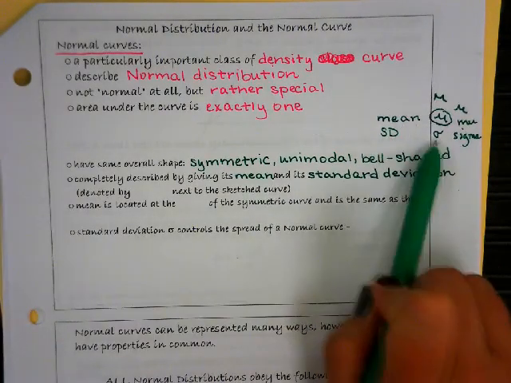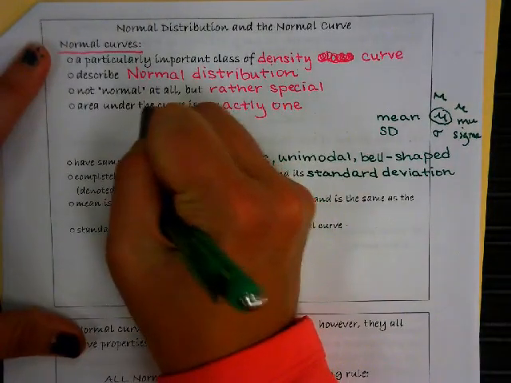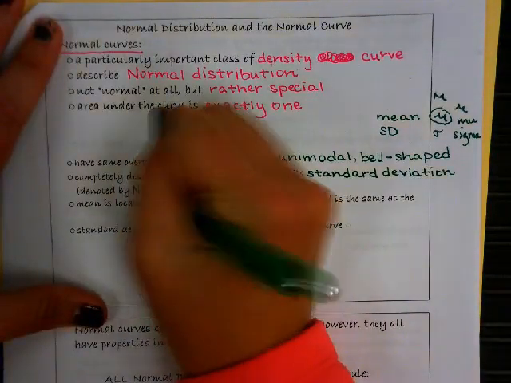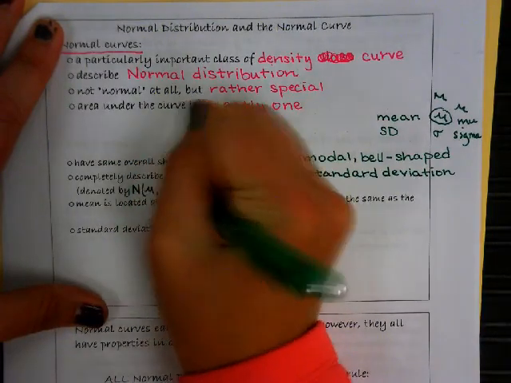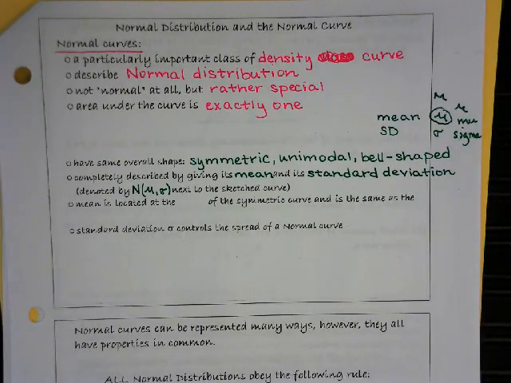So when we draw a normal curve, we put a capital N to tell us that it's normal. And then in parentheses, we put the mean, comma, the standard deviation. The capital N means normal. Then we have mu, the mean, sigma, the standard deviation.